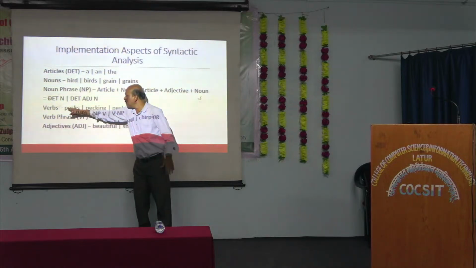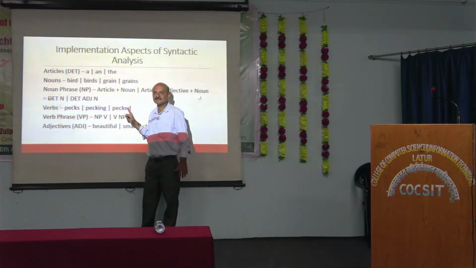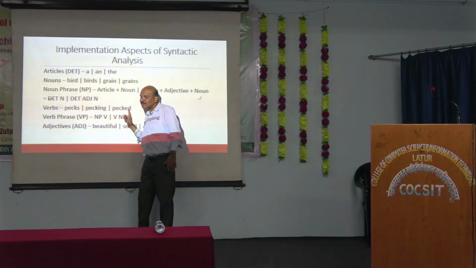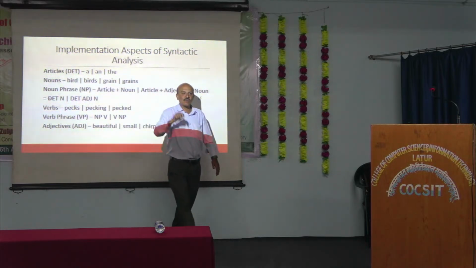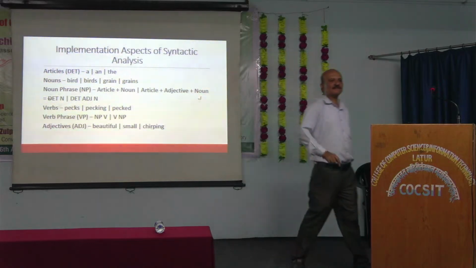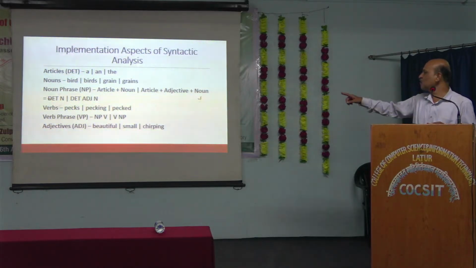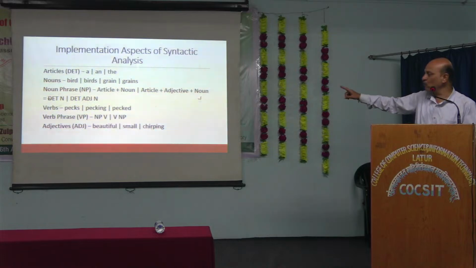Okay. Word, text, packing, pack. These two are the alternate words. Now, which is the base word? Text. Here in natural language processing, we call this a root word or a base word. And pecked and pecking are the alternate words for it. Now, verb phrase, how is it created? Noun phrase, verb, or noun phrase.